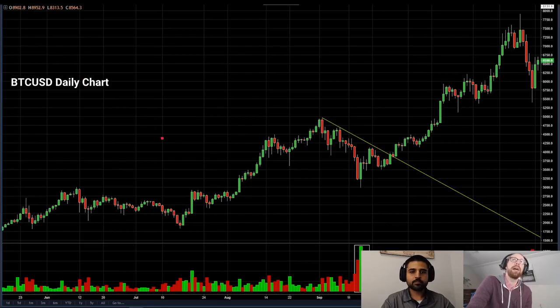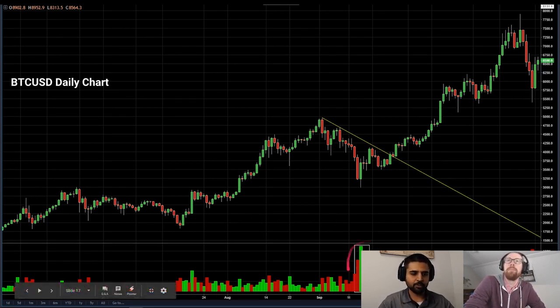So let's see. Here's another Bitcoin chart. You want to walk us through this one? Yeah, it's another great example of how you can use volume to your advantage to get an understanding of what may happen.